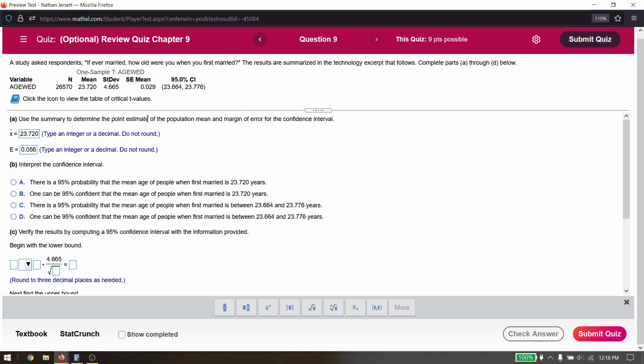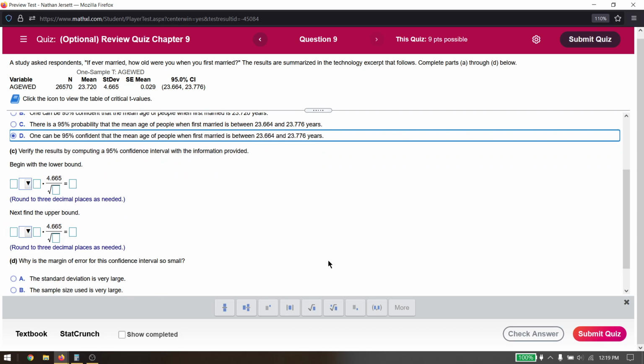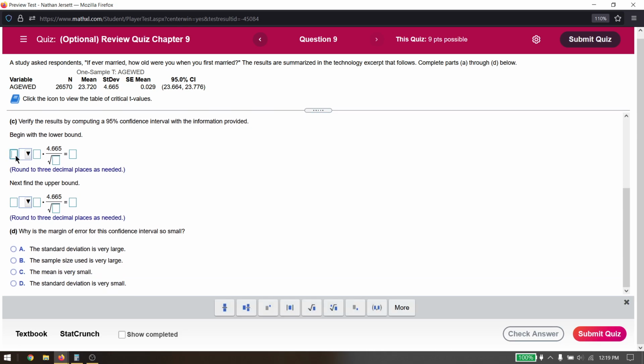You have a 95% confidence, so one can be 95% confident. It's not a single value, it is a range of values. So one can be 95% confident that they're first married in those. All right, verify the results by computing a 95% confidence level with the information provided. So begin with the lower bound. You always start with the mean.